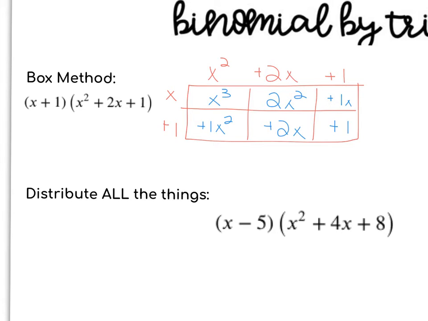Now, I've got a little more in the way of like terms here. My x cubed, that's my highest exponent. It's all by itself. I have a 2x squared and a 1x squared. That's going to give me 3x squared. I have a 2x and a 1x. That's going to give me 3x. And then I have the 1. So notice that this gives me a polynomial with 4 terms, which does not have a special name. It's just a polynomial with 4 terms. Okay, let's see what happens when we distribute.